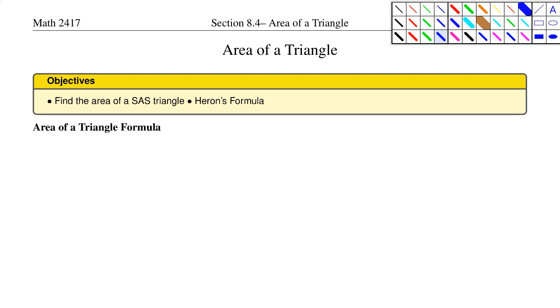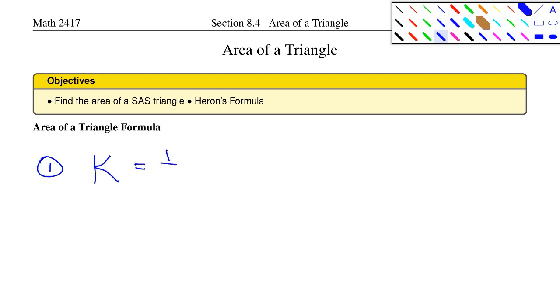Section 8.4, the area of a triangle. So what are some of the formulas for the area of a triangle that we have? Number one, and I should mention that a lot of times people use K to represent the area of a triangle, because A is usually taken up by the vertex of a triangle. So the capital K is the area of a triangle in this section.